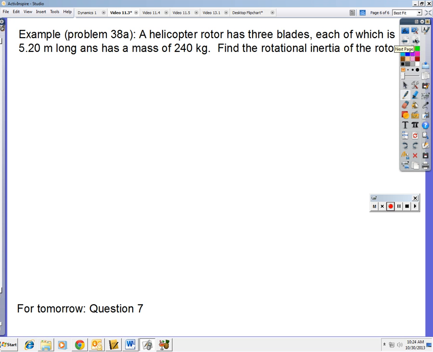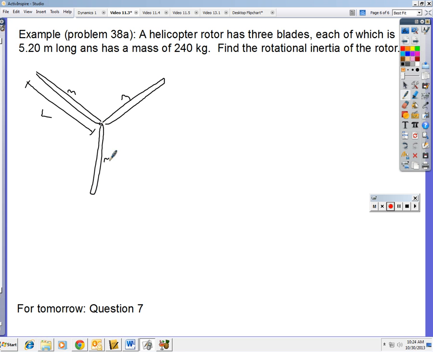And now we'll do an example, and let's say we've got a helicopter rotor. It has 3 blades. We're given the length of the blades and the mass of each one. So there it is. We know L, and we know the mass of each blade. And we want to find the moment of inertia of the rotor. And so what we'll need to do is find the moment of inertia of each blade. And we'll treat the blades as sticks, rotating about one end.